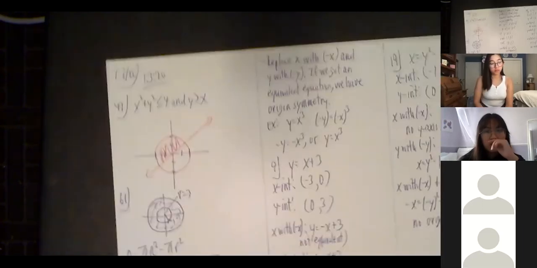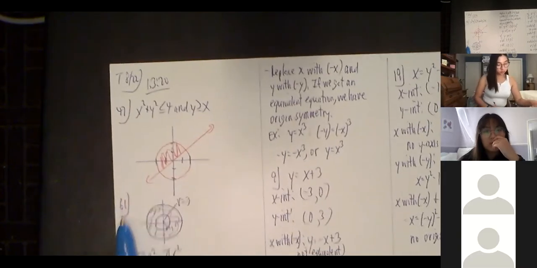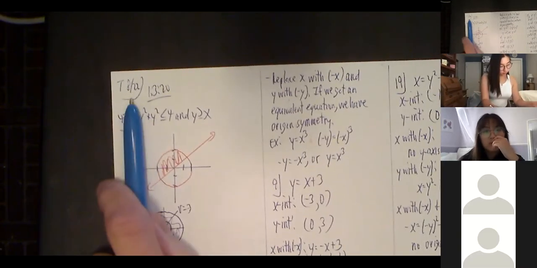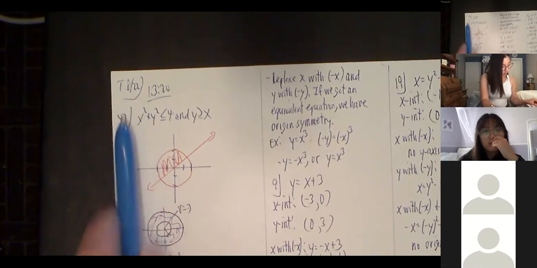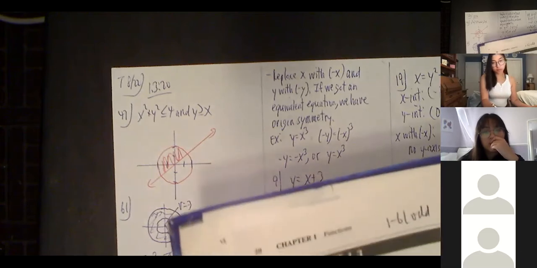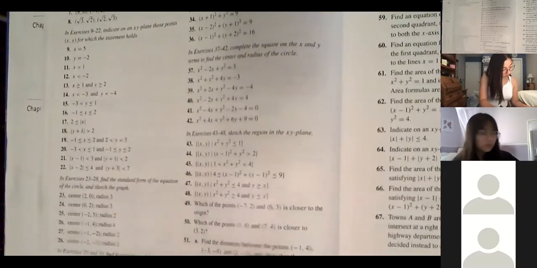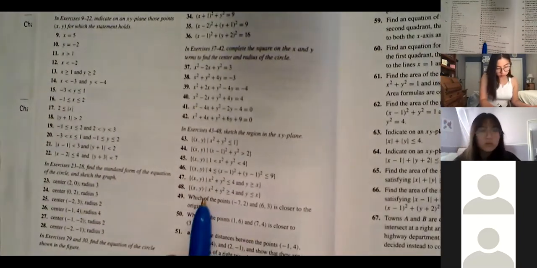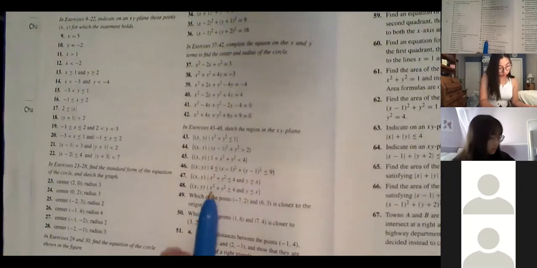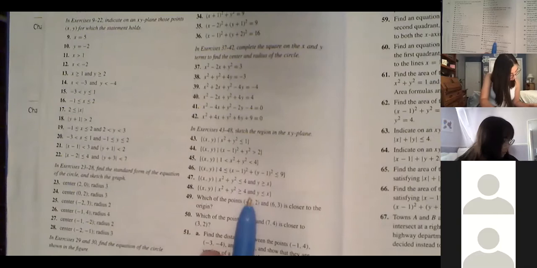All right, so let's get back to where we were. I was going to do problem 47 and 61 as leftovers. So we're doing 1.3. Okay, so 47. Sketch the region in the xy plane: x squared plus y squared greater than or equal to 4, and y is less than or equal to x.